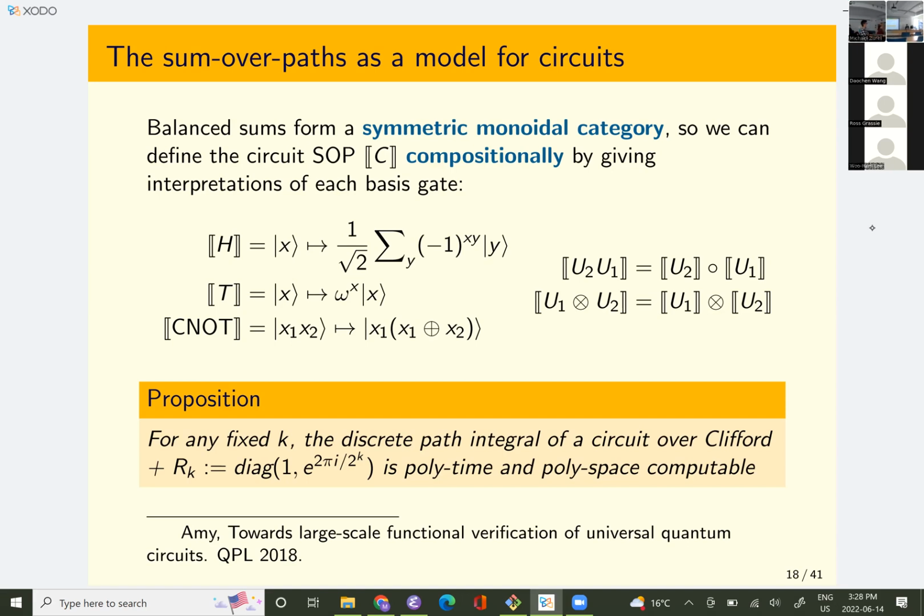And by that, I mean we can define a model or define a representation of a quantum circuit as a sum of paths just by mapping each of our basis states to the sum of paths, and then taking the algebra homomorphism over composition and tensor product. And if we do that, it means that the discrete path integral, the sum over paths, is polytime computable, at least for circuits over Clifford plus Rk, and other gate sets too, but Clifford plus Rk is particularly excellent.